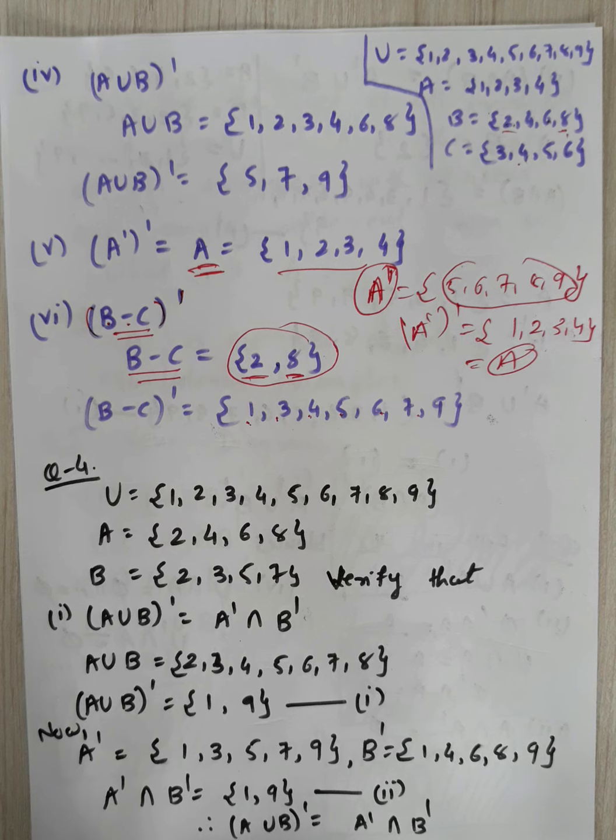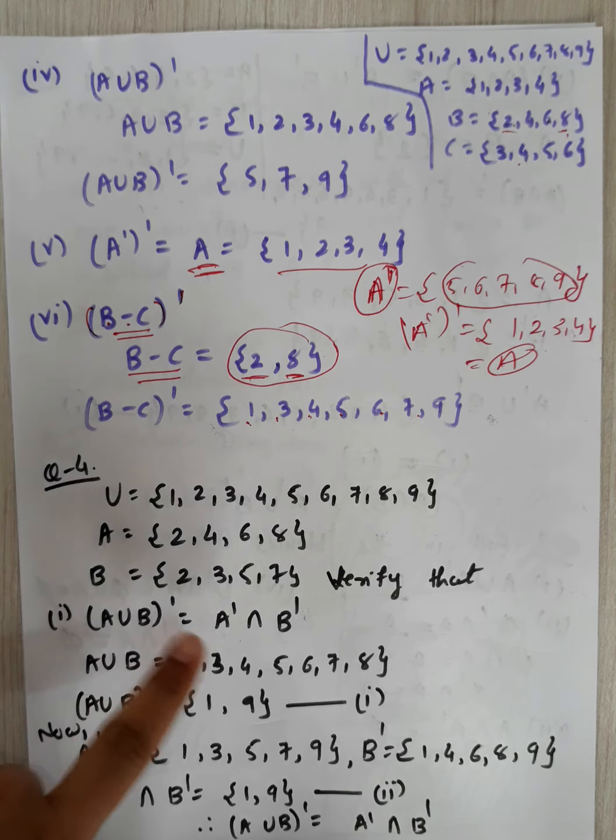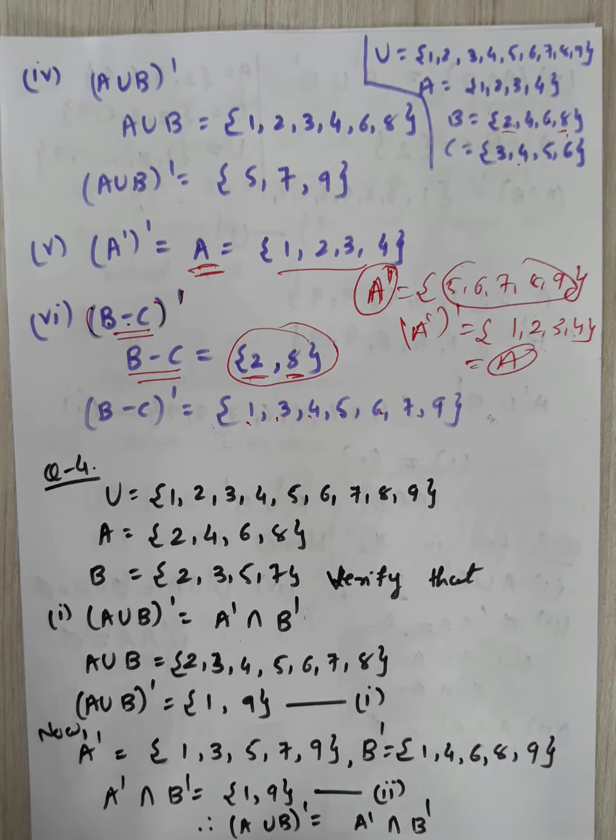Now exercise 1.5, question number 4. It is the same as De Morgan's law. You have to prove De Morgan's law. U is there, A is there, and B is there. So (A union B) dash is equal to A dash intersect B dash, right?